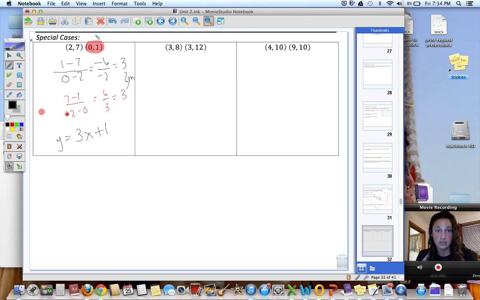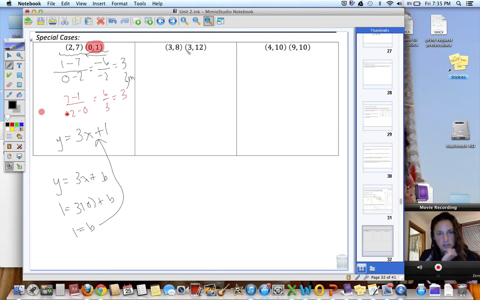If you didn't catch on to that, you can still just plug that in, right? I can take that point. So I have y equals 3x plus b. If I plug in this point, I'm plugging in my 1 for my y and my 0 for my x. So then I get 1 equals b, which would then give me that same equation. It would still work if I did this one. This is an easier way to see. Oh, they give me a 0 in my x spot. So my y, there's my y-intercept.